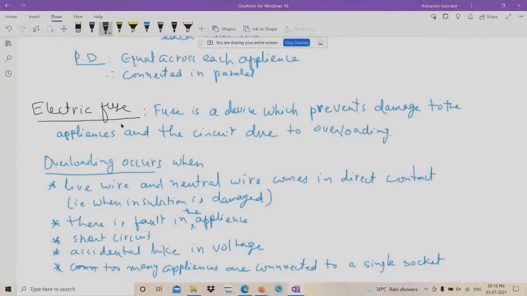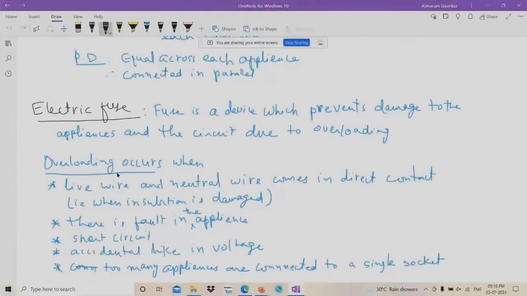Both have different types of protection. Earthing protects from shock, whereas the electric fuse is a device which prevents damage to the appliance and the circuit due to overloading. When the circuit is overloaded, that means the current inrush in the circuit is very high. And if the current is high, your electrical appliances will get burnt. To protect against that, an electric fuse is used.